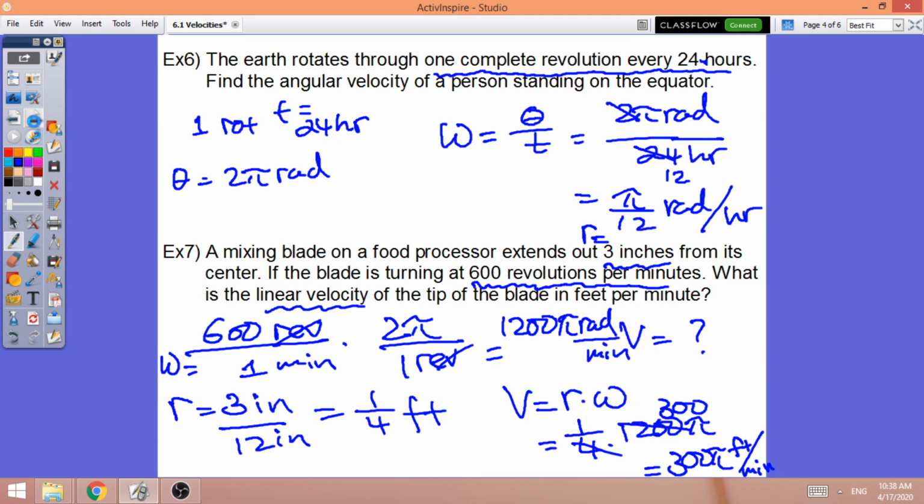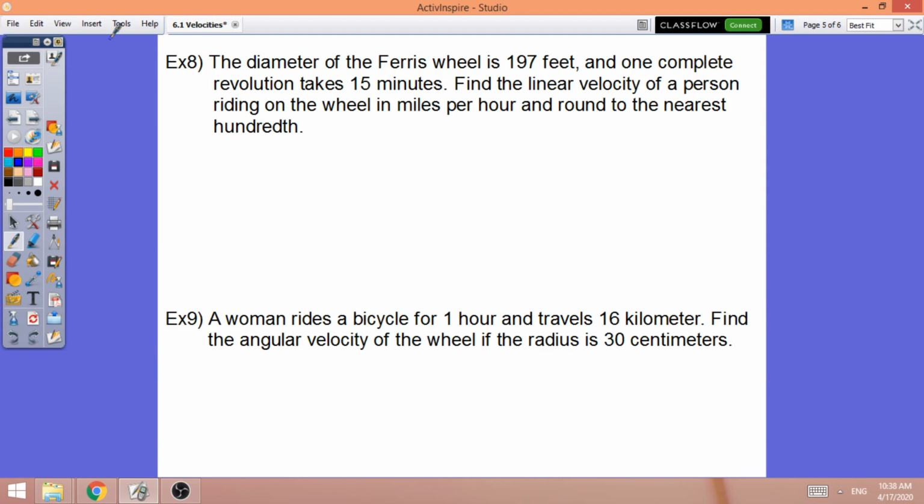Okay, so now let's take a look at the other one here. For the next one, the diameter of the Ferris wheel is 197 feet, and one complete revolution takes 15 minutes. Find the linear velocity of a person riding on the wheel in miles per hour and round to the nearest hundredth. That's a lot of information here. So one thing at a time. Diameter, it's 197. So that means the radius would be half of this. So 197 divided by 2.